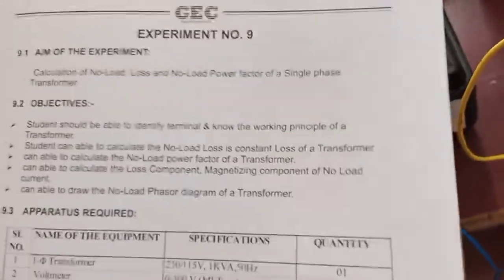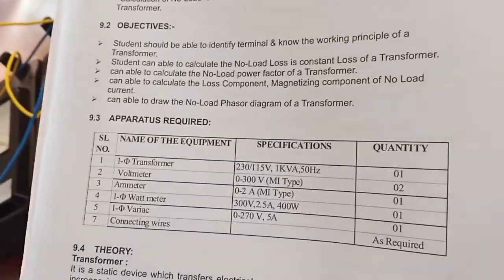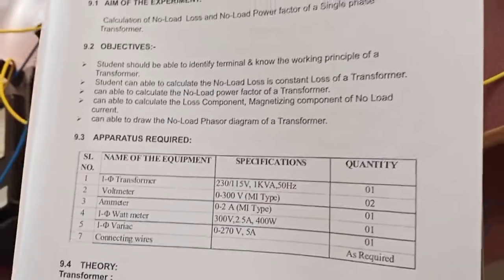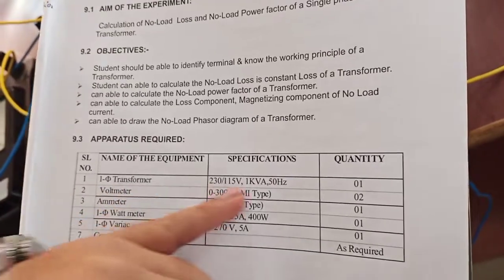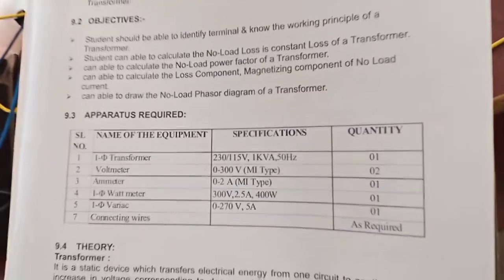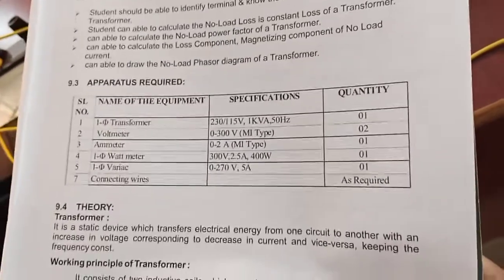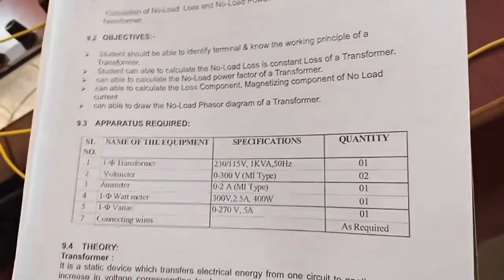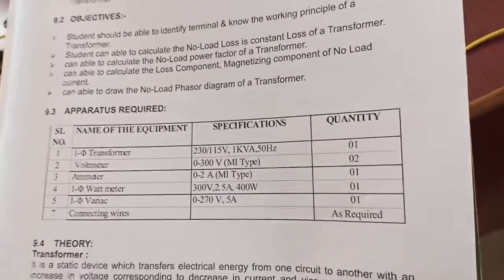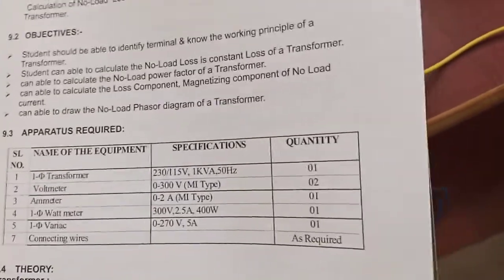We have to find out what apparatus we need. Obviously, this is a transformer no load test, so we need a single phase transformer. Ratings are given: one voltmeter for measurement of voltage, an ammeter for current, and one single phase wattmeter for measurement of power. A variac we need to vary the AC voltage, as we can't connect to a higher range of voltage, and some connecting wires for the connection purpose.